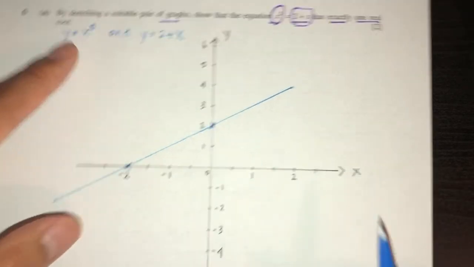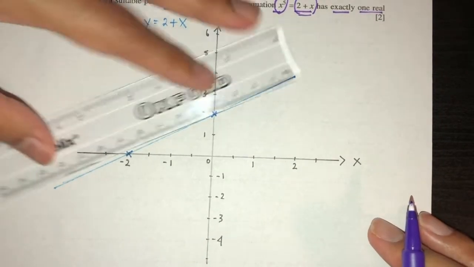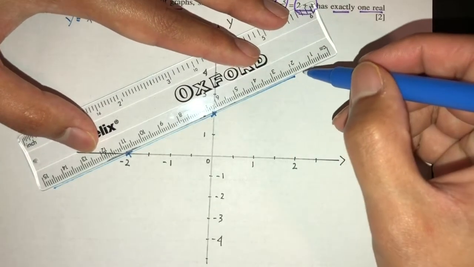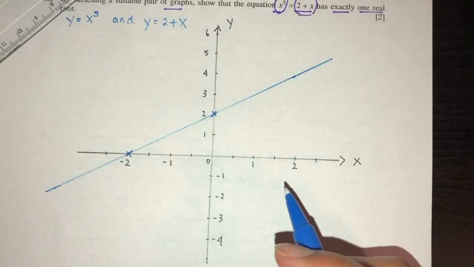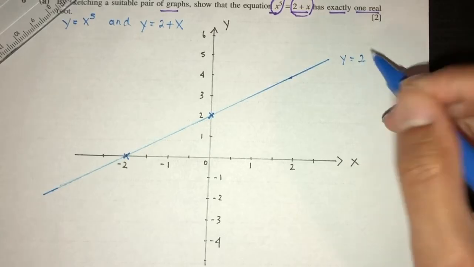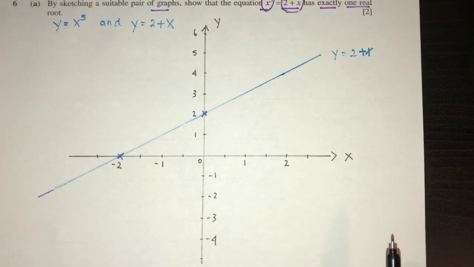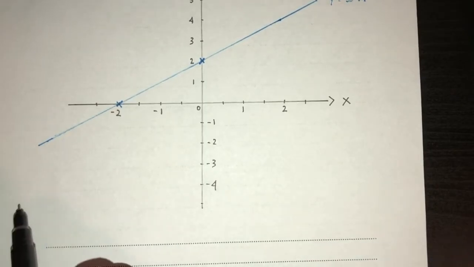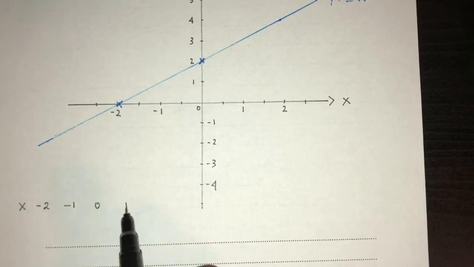Now to draw the curve, we might not know the shape of the curve. So let me continue the line some more so we can see the difference. Okay, that will be the line. Now you have to label the line: that is y equals 2 plus x. Now we have to draw the curve. Let's say you don't know what to do. What you can do is just take some values of x: minus 2, minus 1, 0, 1, and 2.